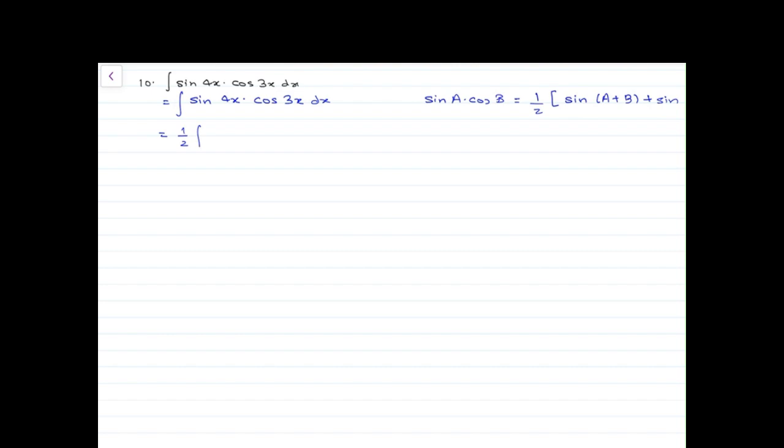So it's half integration of sine of 4x plus 3x plus sine of 4x minus 3x dx, and you will remain with sine of 7x plus sine of x dx. We know the integration, it's minus cos 7x over 7, minus cos x plus c. So like that you can solve easily the integration.